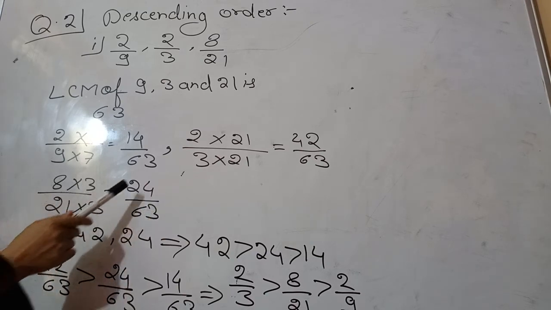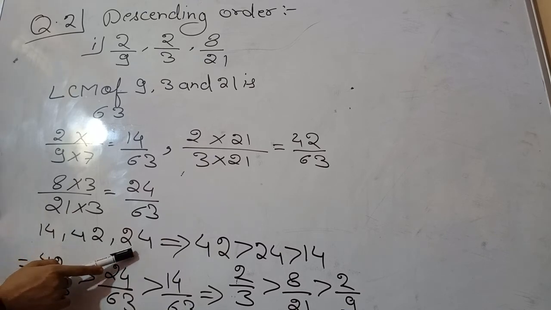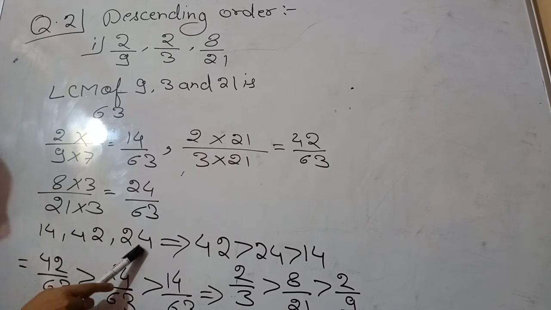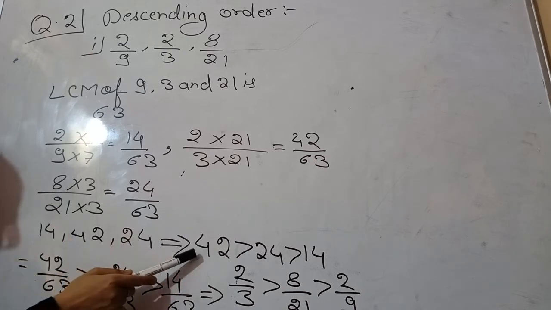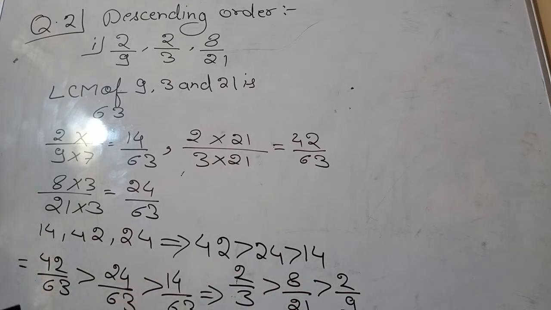Okay, now what? See, denominators are the same, 63, but numerators are different: 14, 42 and 24. Now it will be easy for you to find out which number is smaller and which number is greater. So according to descending order, 42 is the greater one, then 24, then 14. Okay. So we will arrange the given fractions according to the numerator. So 42 by 63 first fraction, 24 by 63 second fraction and 14 by 63 third fraction.